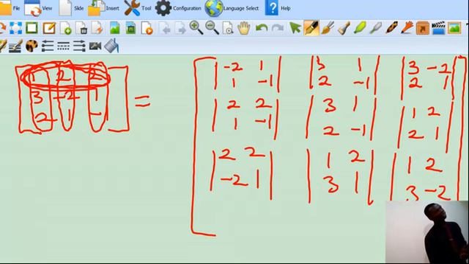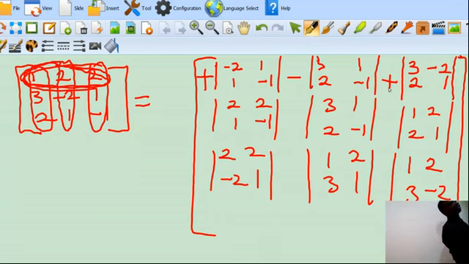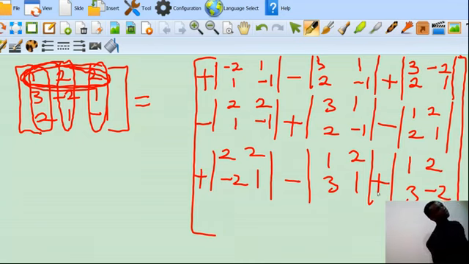Now, if you want to find your cofactor, all you need to do is just to add your signs: plus, negative, plus, negative, plus, negative, and plus. So it means that you are doing two things at the same time. You have obtained your minor for the matrix, and you have obtained your cofactor.